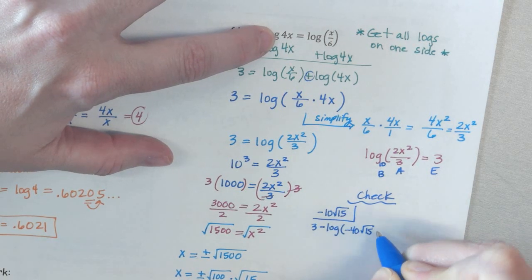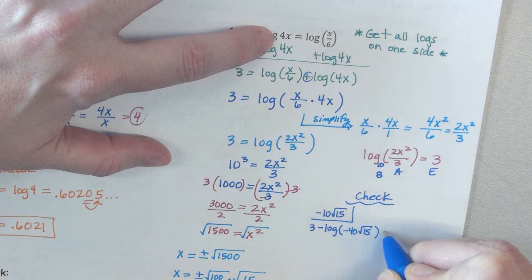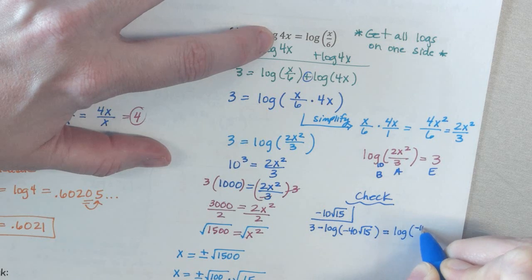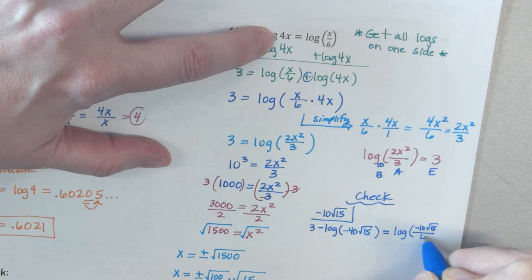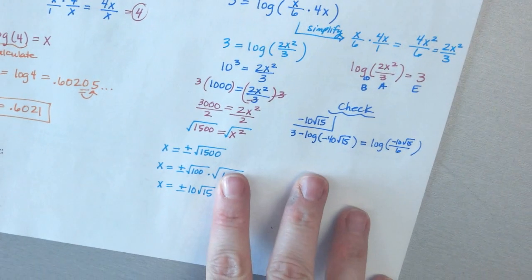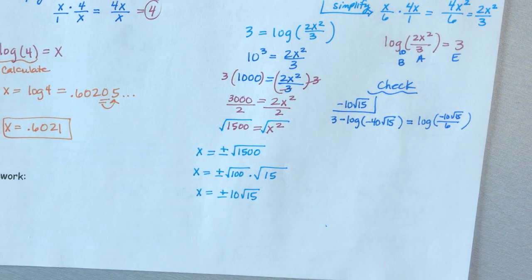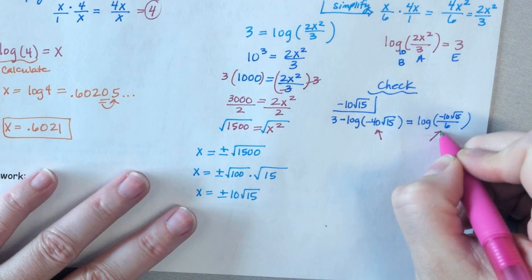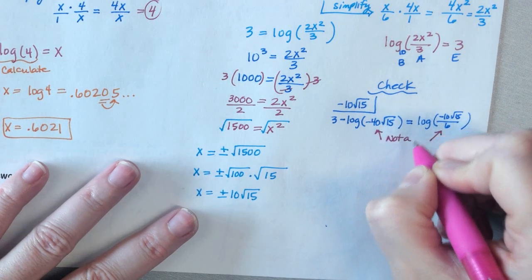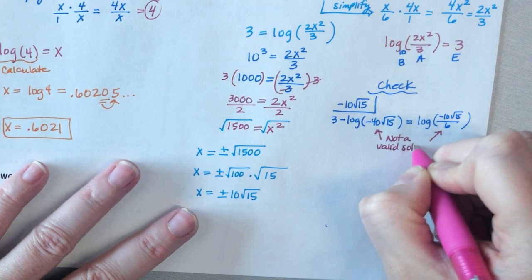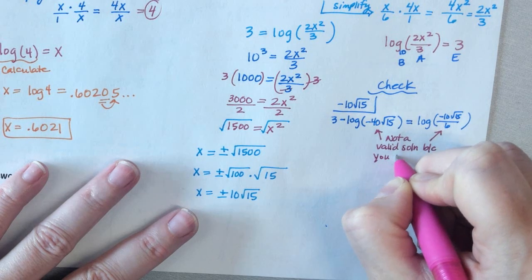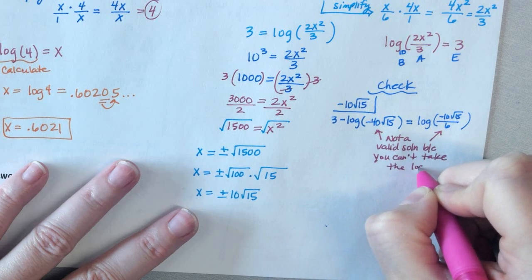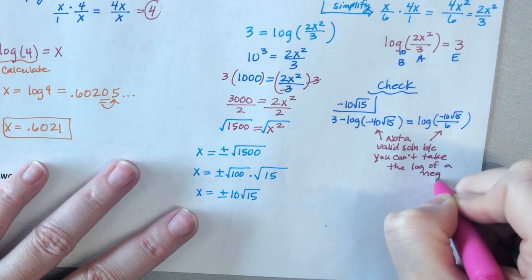And then, uh-oh, why is that a problem? It's negative. And then even over here, if you have negative 10 root 15 divided by a positive number, that's going to be negative. So all you have to do for that is the first step, and then tell me what's happening. Okay? Not a valid solution because you can't take the log of a negative.